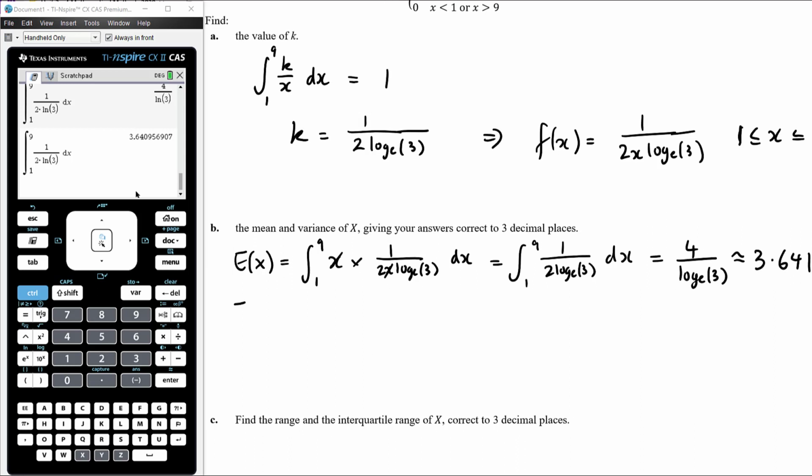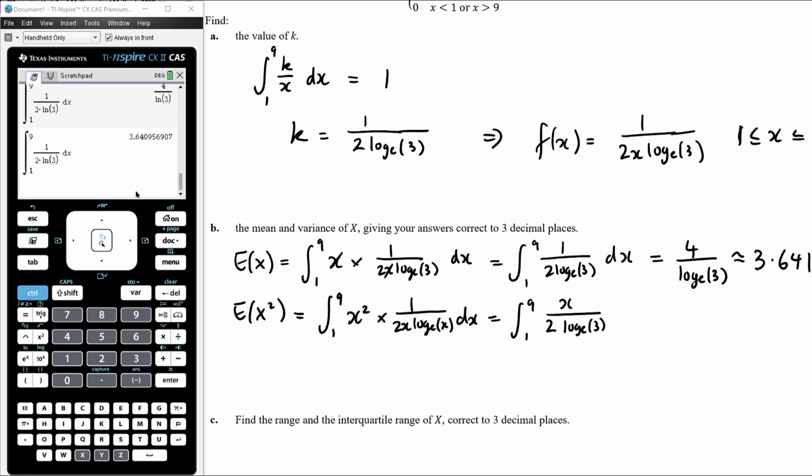We want the expected value of x squared because we next want to find the variance. So that's the integral from 1 to 9 of x squared times 1 on 2x log e of 3, which means it's going to be the integral from 1 to 9 of x on 2 log e of 3. Sorry, it's not log e of x, it's log e of 3.